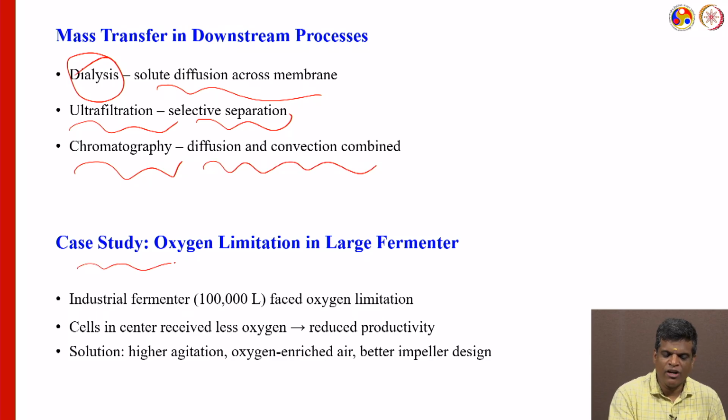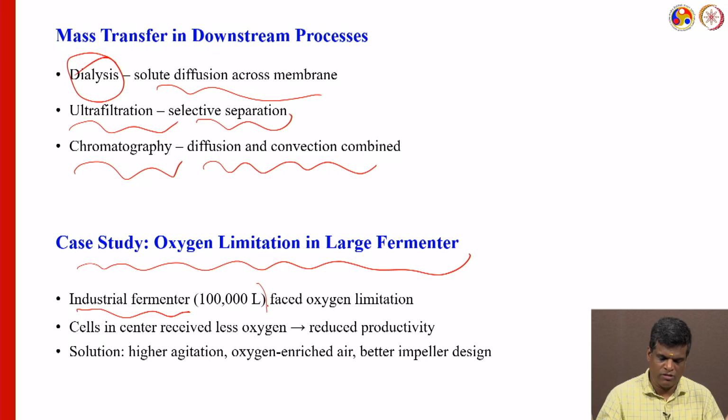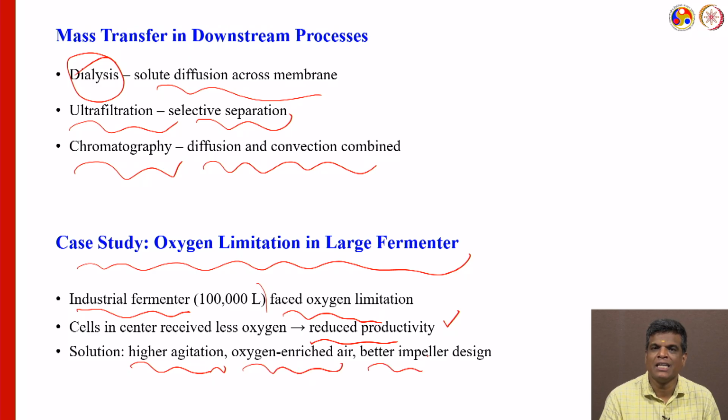What is the case study of oxygen limitation in a large fermenter? Take an industrial fermenter: the volume of the fermenter is always very high, so it definitely faces oxygen limitation. The cells in the center receive less oxygen because the volume is very high, which definitely reduces productivity. What is the solution? You have to increase the agitation rate, use oxygen enriched air, and use a better impeller design.